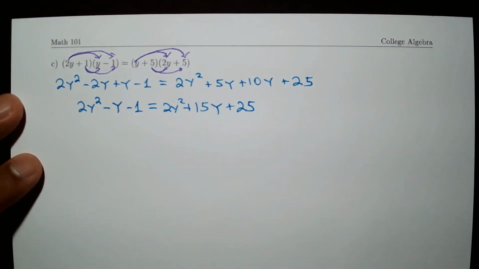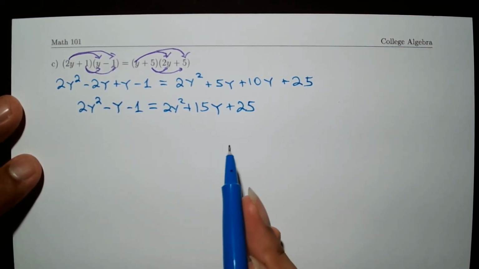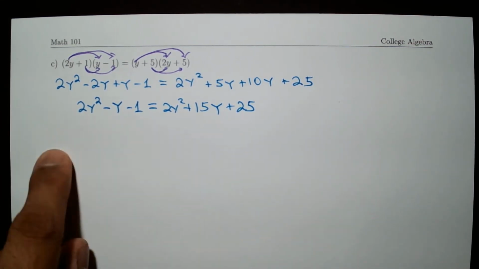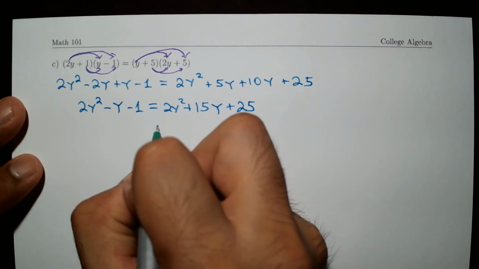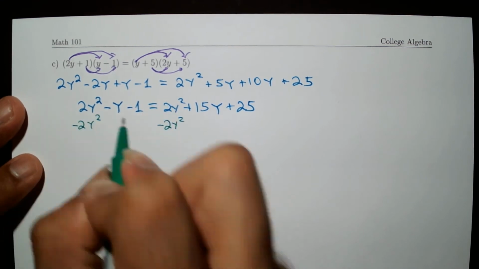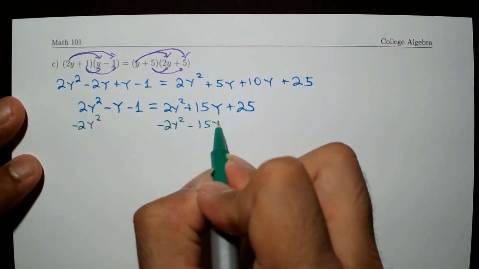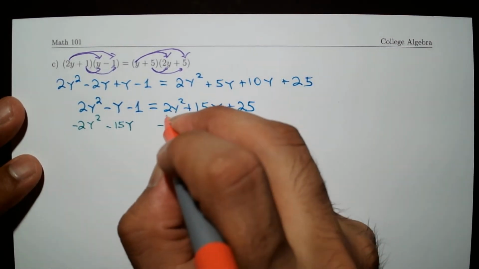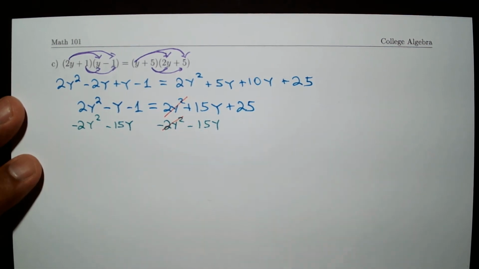Alright, so now the next step here is to have everything on the left hand side of the equation. Alright, send all the variable terms. So this is what I'm going to do. I'm just going to send the variable terms, in this case subtract 2y squared to both sides and subtract 15y. So this is going to cancel these 2y squareds, and this is going to cancel these 15y's.